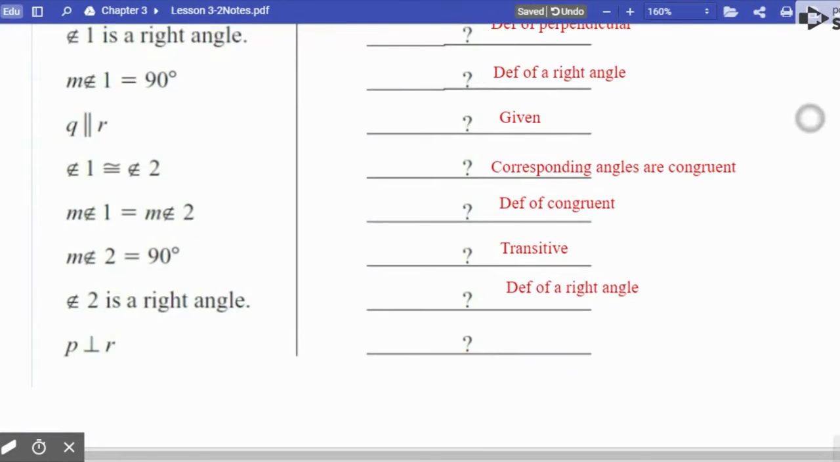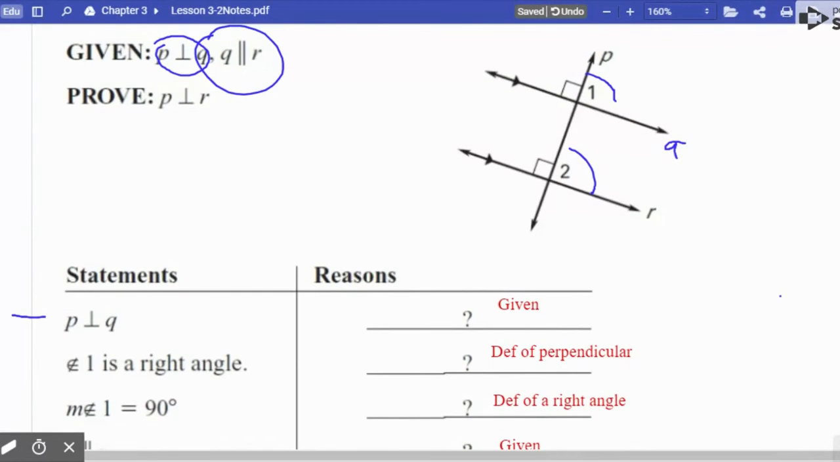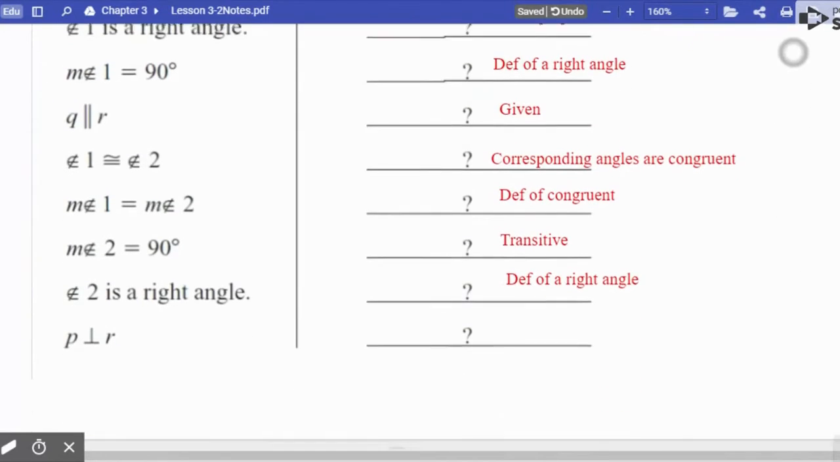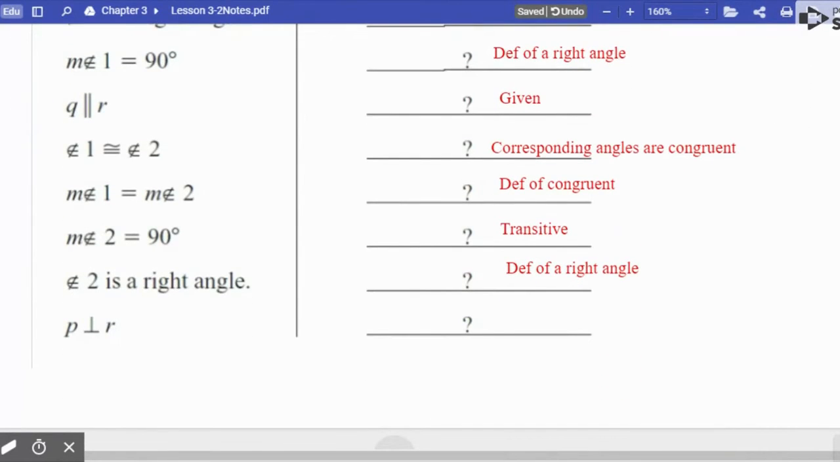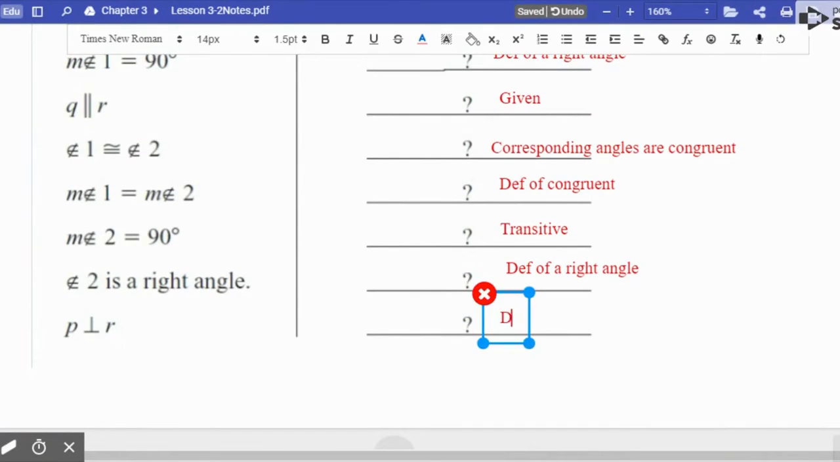Since now angle 2 is a right angle, look where angle 2 is. If 2 is a right angle, that means line P is perpendicular to line R, and that is the definition of perpendicular. There you go, folks. There's your proof using parallel lines.